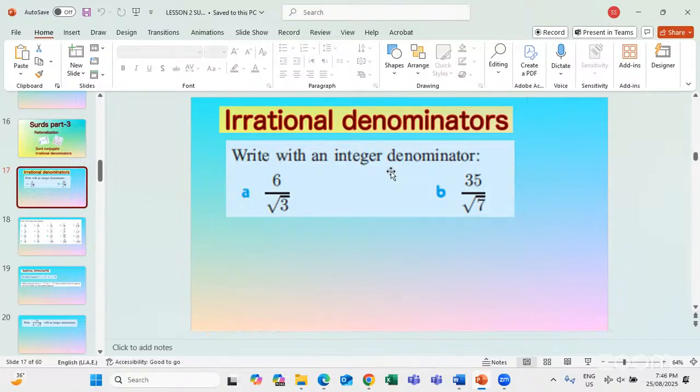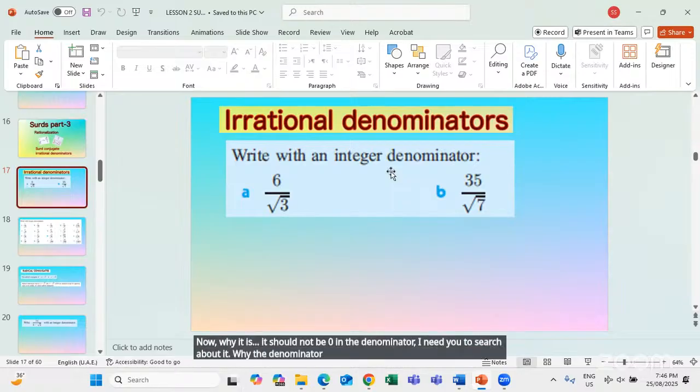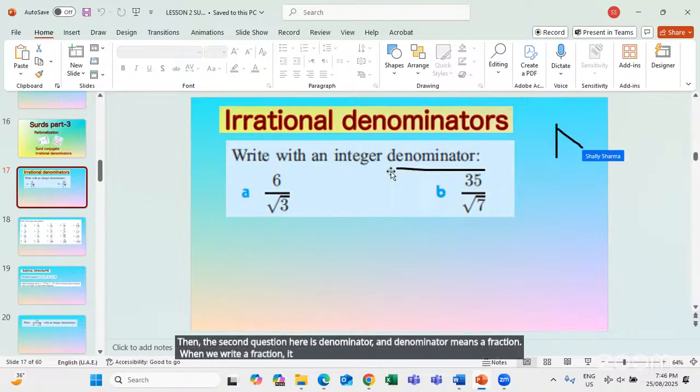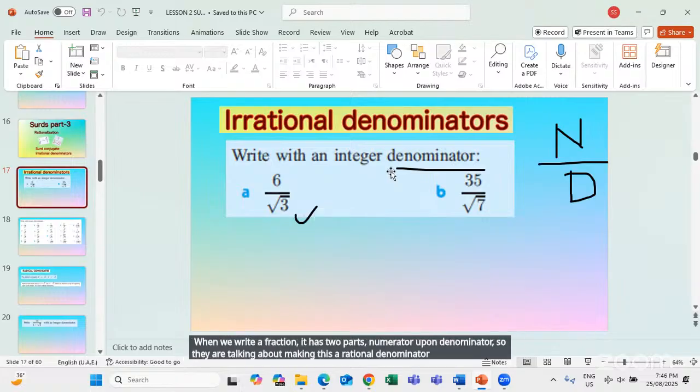Now, why should it not be 0 in the denominator? I need you to search about it. Why should the denominator not be 0? If the denominator is 0, what will happen? Then the second question here is denominator, and denominator means a fraction. When we write a fraction, it has two parts, numerator upon denominator. So they are talking about making this irrational denominator an integer denominator.